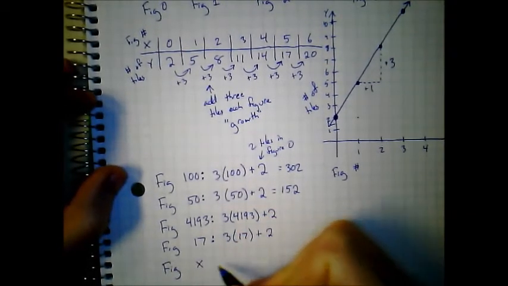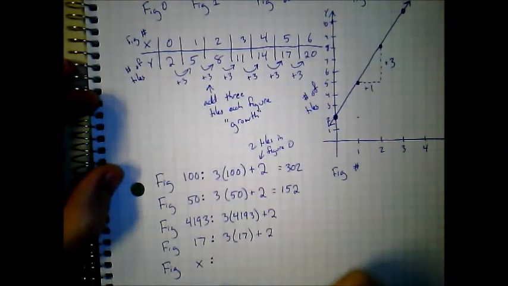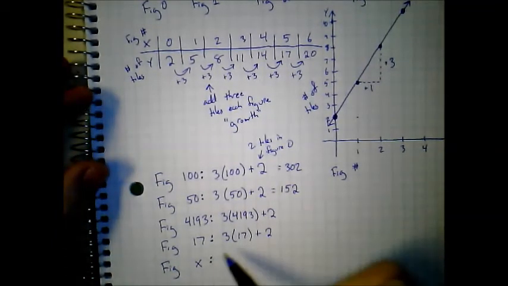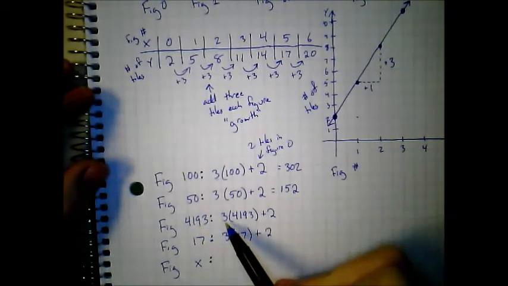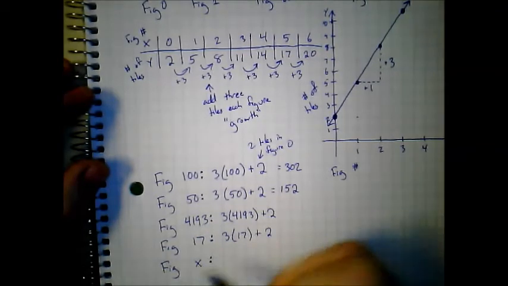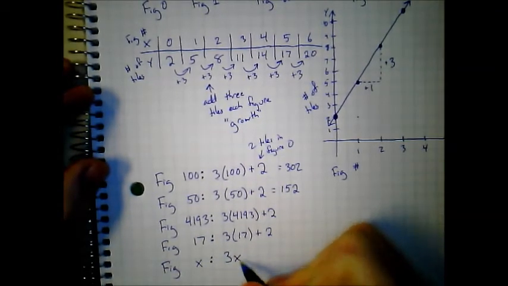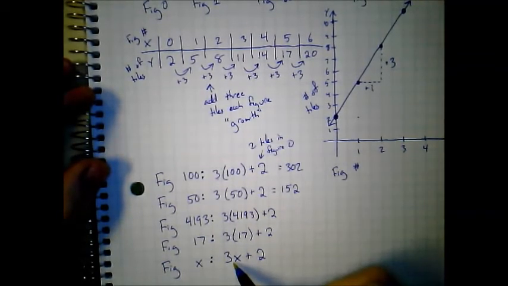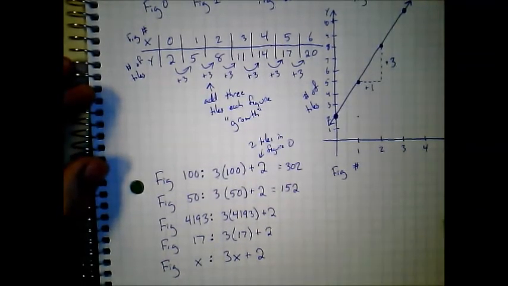So what if figure x? Well, the same thing holds. X just represents whatever figure number I tell you. So if I tell you figure 17, we're doing 3 times 17. If I tell you figure number 4193, we're doing 3 times 4193. So whatever figure number I tell you, we're going to multiply it by 3, because that's how many times we're adding 3, and we're adding 3 to the original 2.